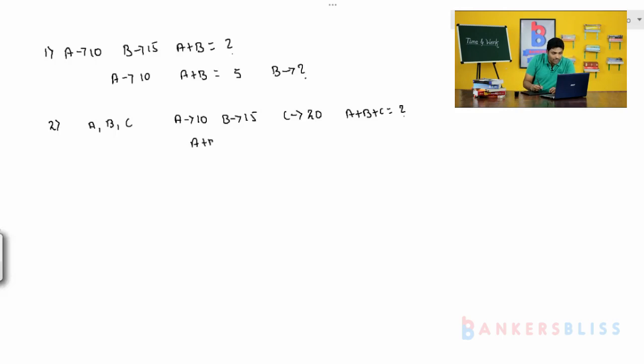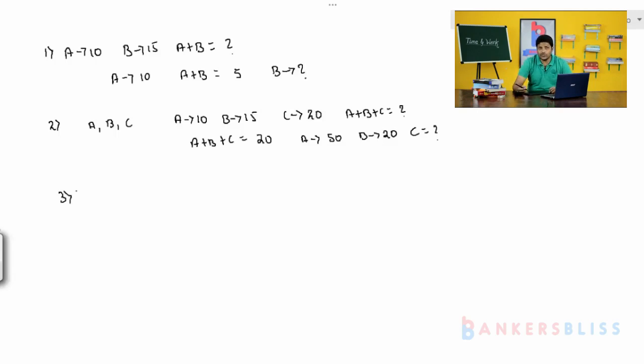Next, A plus B plus C take some days, for example 20 days, to complete the task. A takes 50 days, B takes 30 days, then how much does C take? So these are the types of problems we can expect. This is the second variety of problem. Now the third variety of problem.